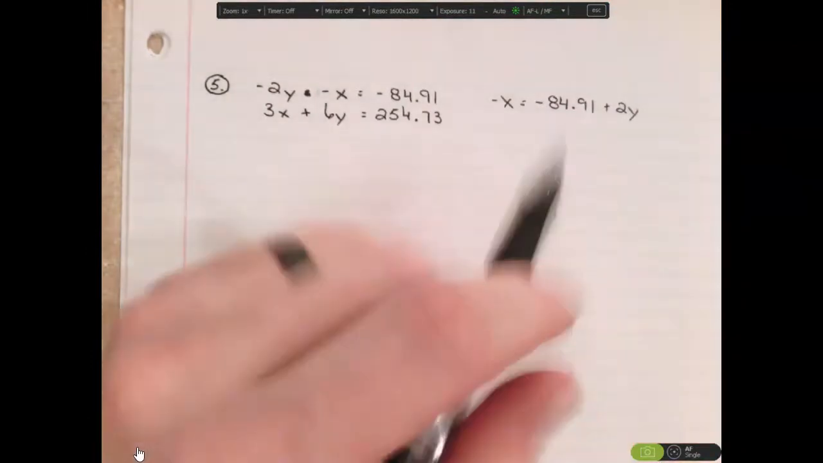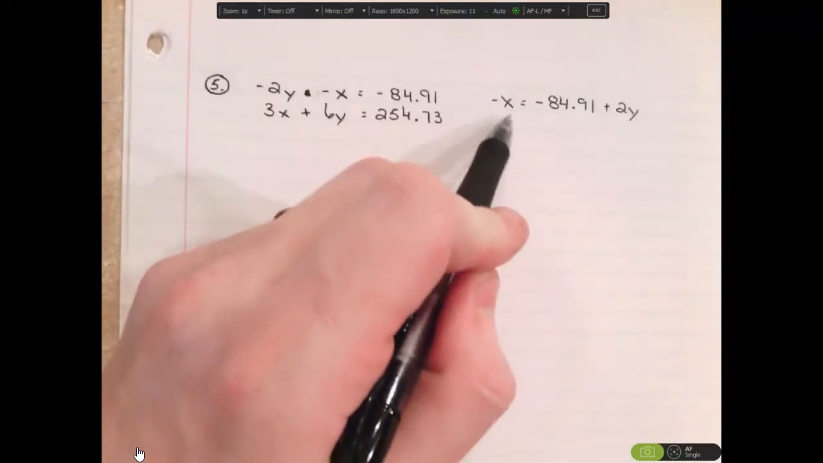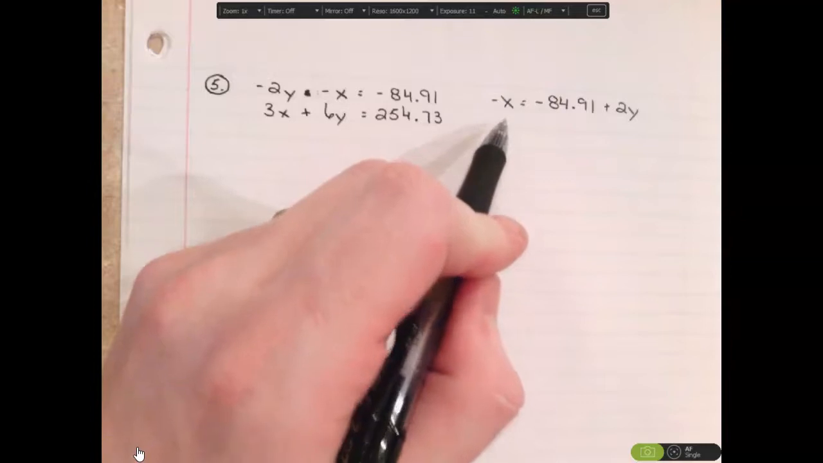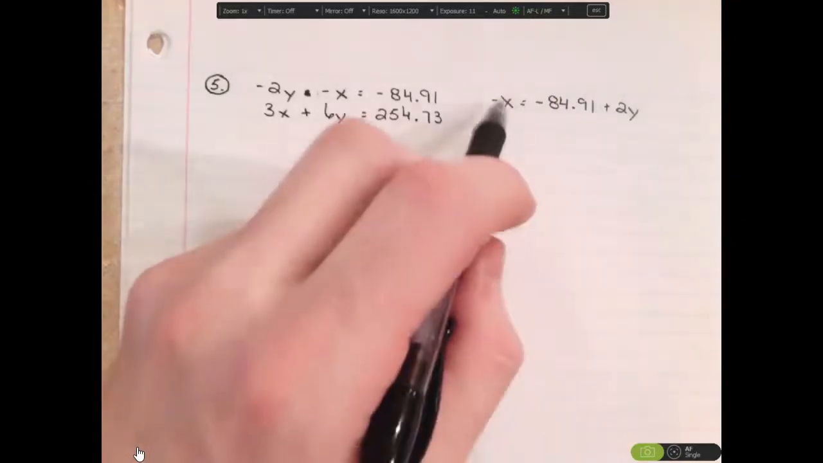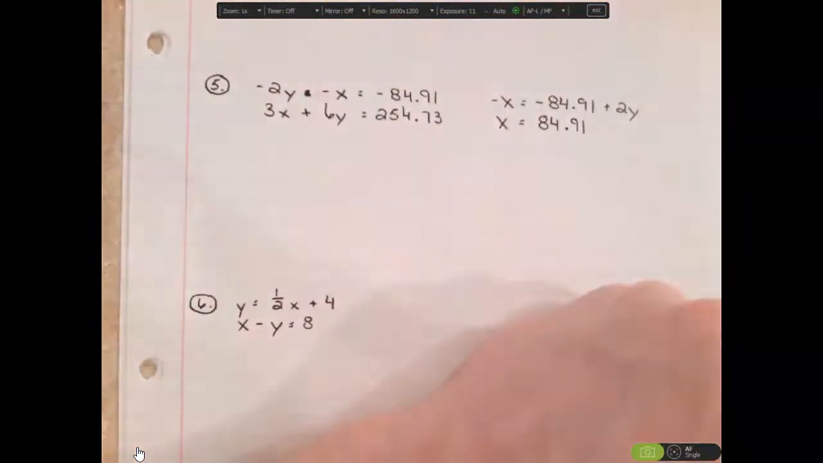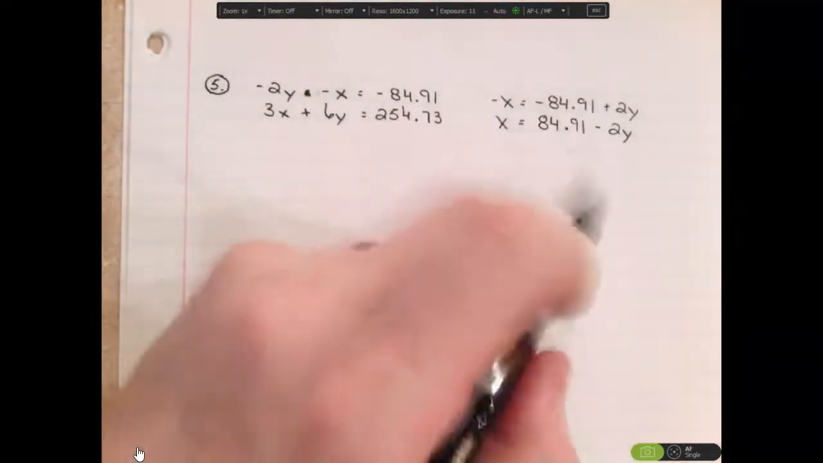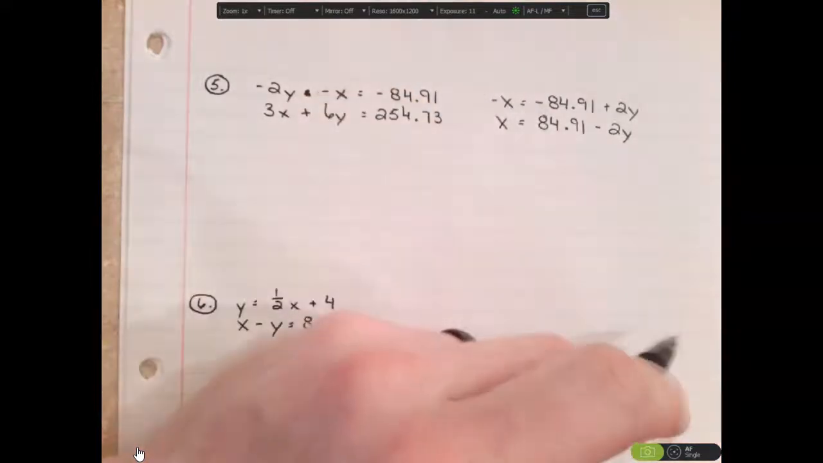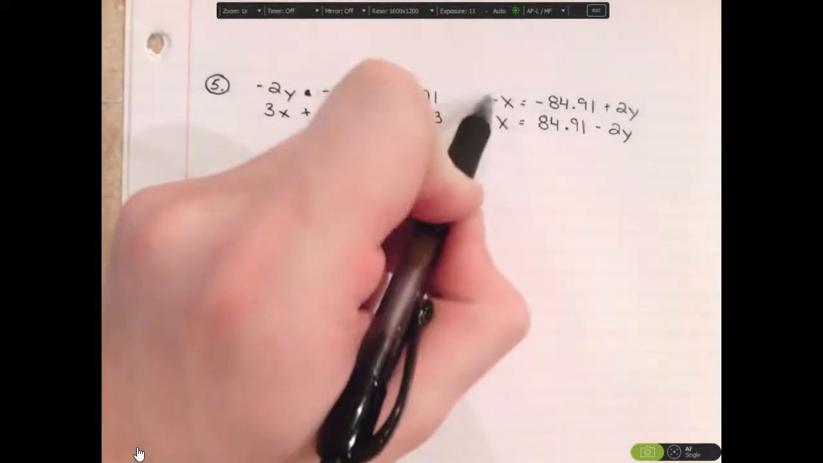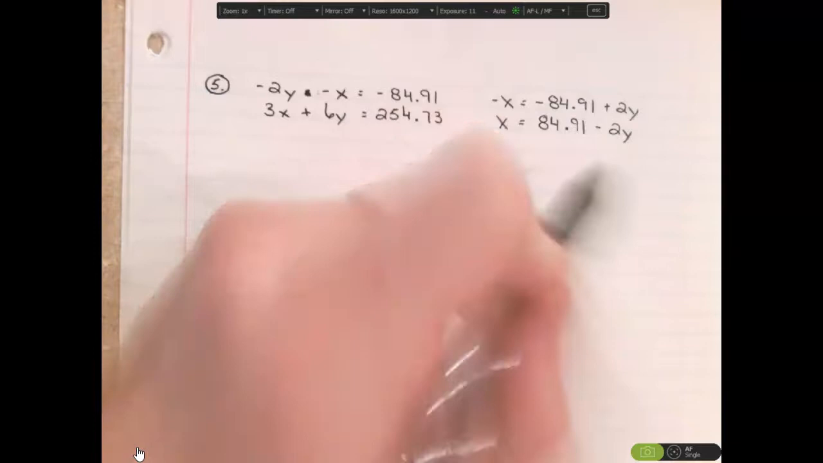I'm not finished, believe it or not. I need to get rid of this negative sign. You cannot have a negative variable. Let's turn it into a positive. And here's a cool trick whenever you do such. If I turn this x into a positive x, all my other signs flip. So this becomes a positive 84.91, and this then becomes a negative 2y. This happens because we're really just dividing by negative 1. That's kind of a cool trick when you're getting rid of a negative with a variable. You can just change the signs on the other side of the equal sign.